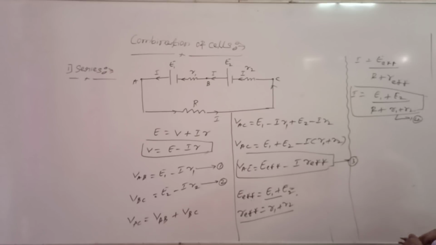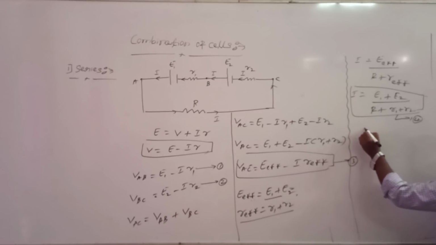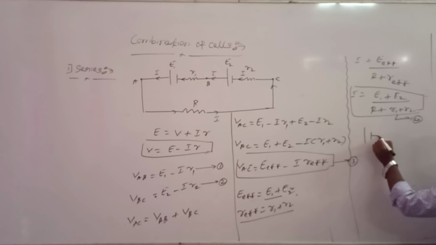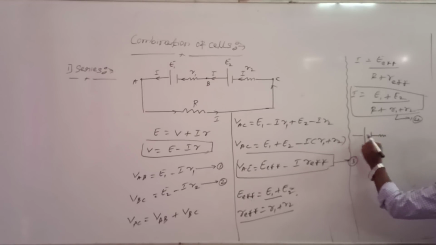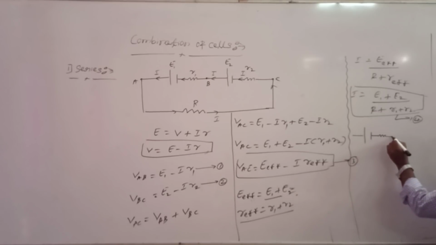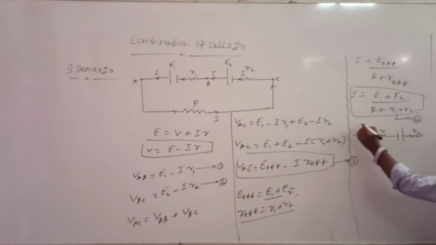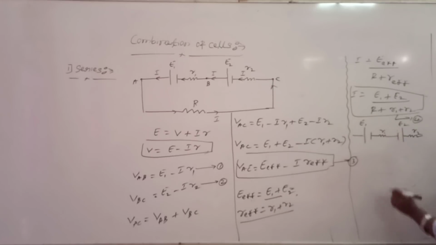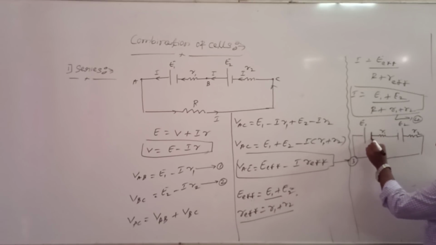Shall we show how the wrongly connected cells look? If this is one cell, this is the positive terminal, this is the negative terminal, internal resistance R1 is available. Another cell, how is it? This is the negative terminal, and this is the positive terminal of the cell. Again internal resistance R2 is available, with EMF E1 and E2. This combination is the wrongly connected cells. If the negative terminal of one cell is connected to the negative terminal of the second cell, then it is wrongly connected.